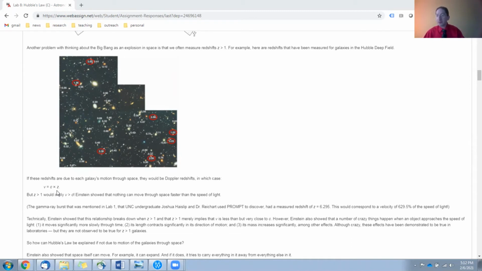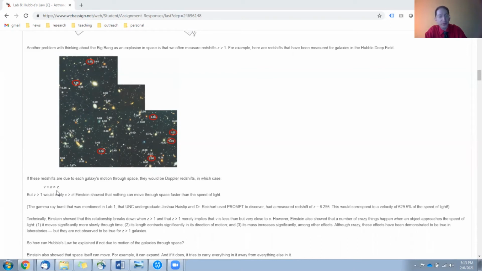However, objects that travel close to the speed of light exhibit all sorts of peculiar behavior. This comes from Einstein's special theory of relativity, which has been confirmed on high-speed particles and other experiments here on Earth. Basically, if something is traveling through space close to the speed of light, for that object, time will slow down. It will appear to be moving through time more slowly. Its length will contract in its direction of motion, and its mass will increase without bound as you approach the speed of light. And when we look at these high redshift galaxies, we don't see any of that behavior.